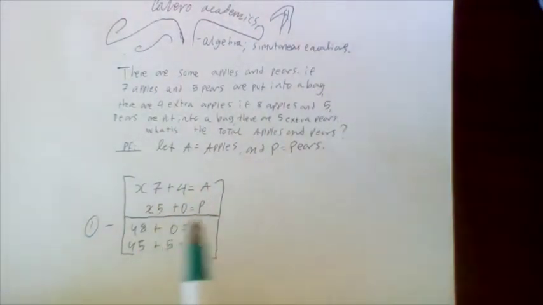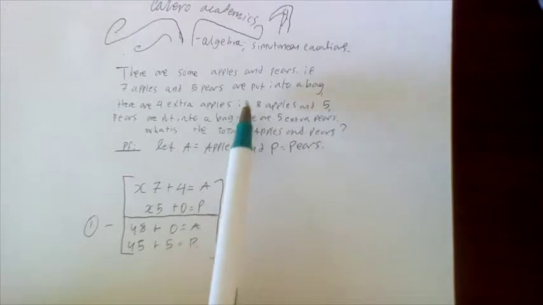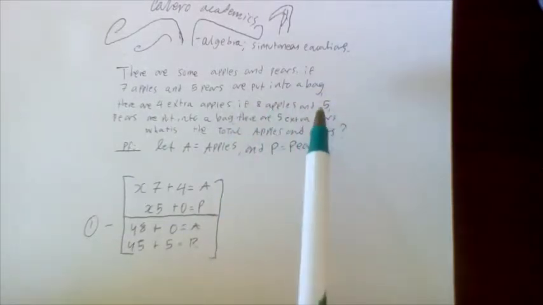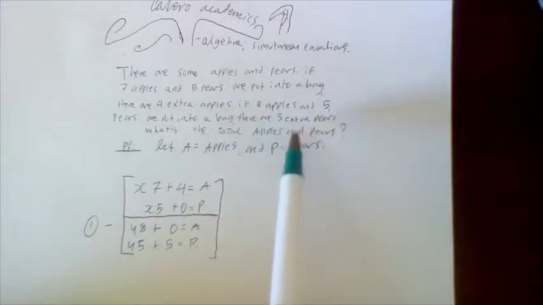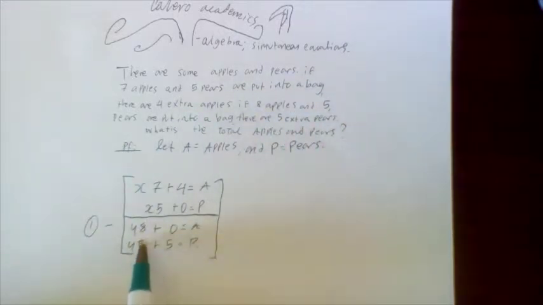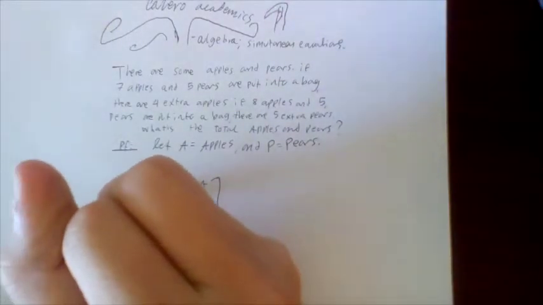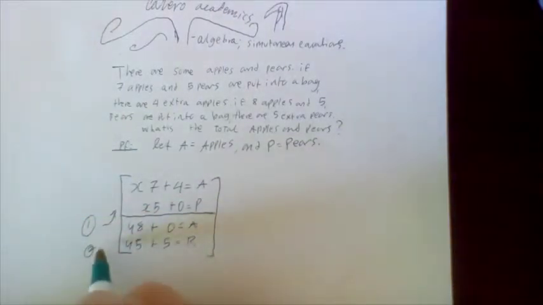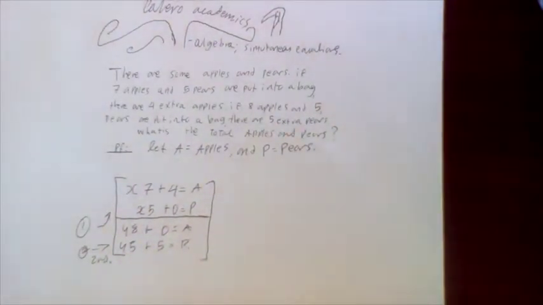Same thing again, because in our second statement here, we have that 8 apples and 5 pears are put into a bag, and there are 5 extra pears. So Y lots of 8 apples plus the no remainder, 0, is equal to apples, and here Y bags lots of 5 pears plus the 5 extra pears equals the total number of pears. That was our second simultaneous equation.